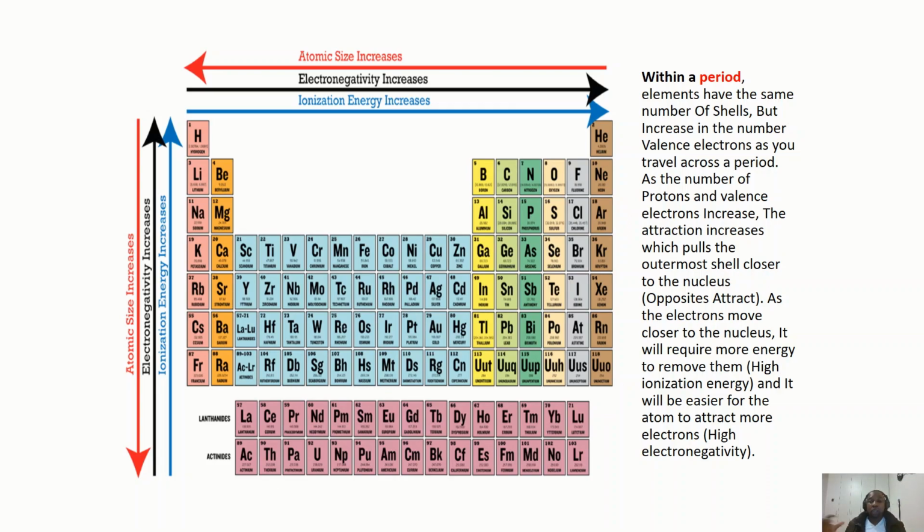So as the electrons move close to the nucleus, it requires more energy to take them away. So if you have so many protons in the nucleus attracting the electrons to itself, it's going to take more energy to take them away because the attraction is so strong. So it's going to be difficult. And it will be easier for the atom to attract more electrons. Why? Because you have more protons in the nucleus. So if you have more protons in the nucleus, then you'll be able to attract more electrons to yourself. Okay, so that is the relationship on the period.